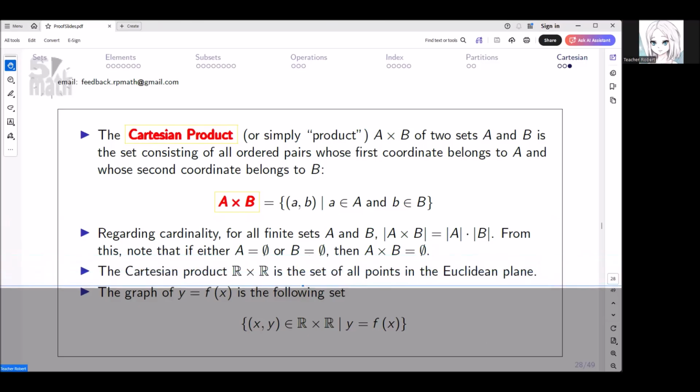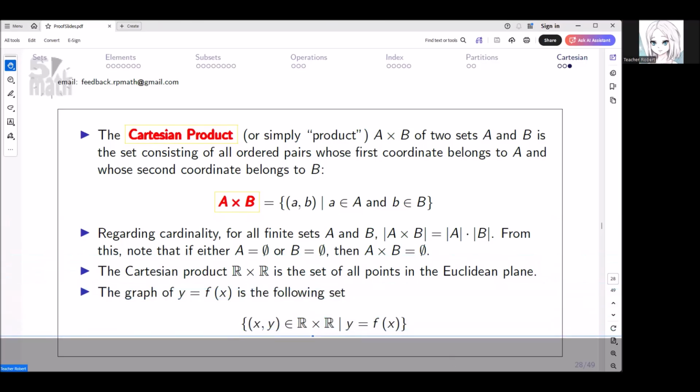The Cartesian product R cross R is the set of all points in the Euclidean plane. The graph of y equals f of x is the following set here.